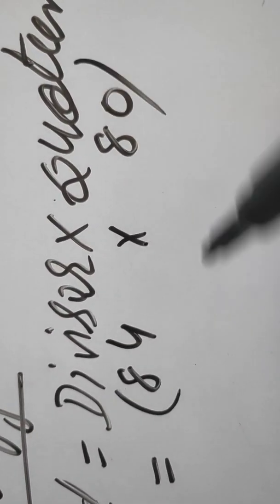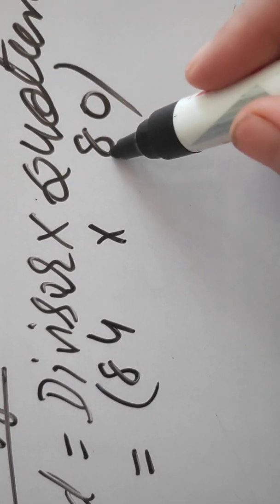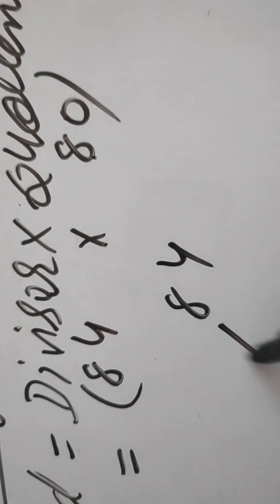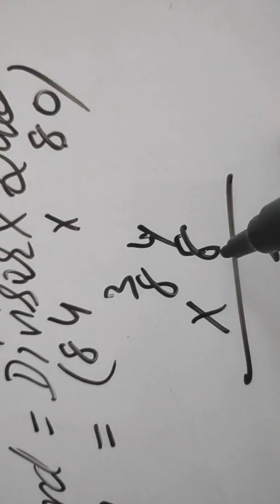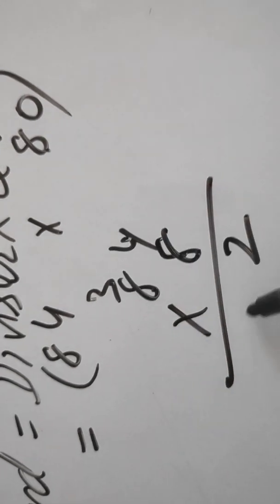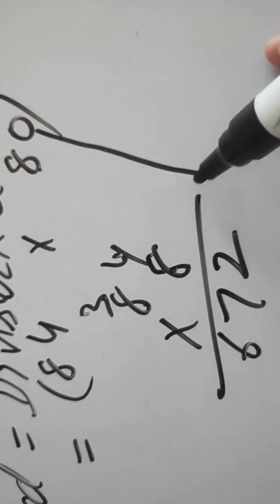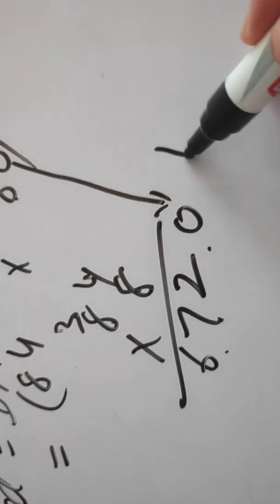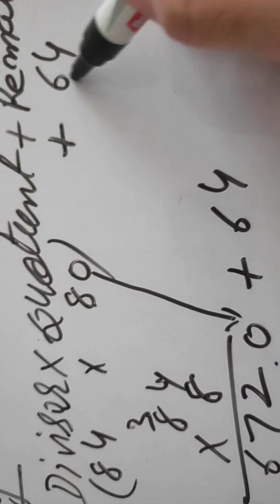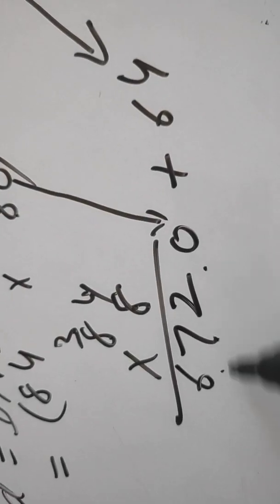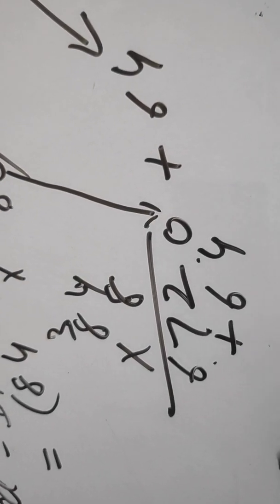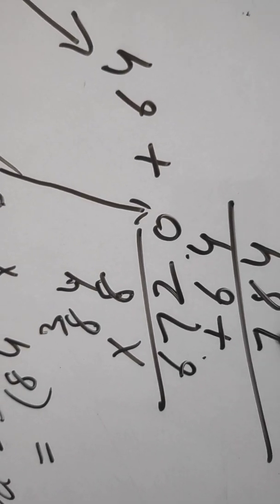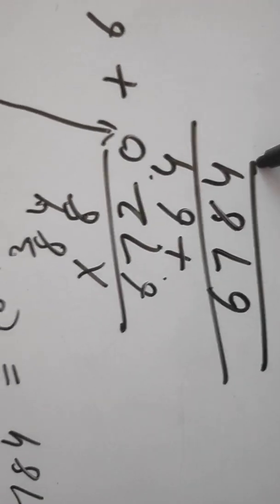So 84, firstly you will multiply by 80. 84 multiplied by 8. 8 4s are 32. 3 goes as a carry. 8 8s are 64 plus 3, 67, and this 0 you will put at the end. 6720. Now you will add the remainder also. This remainder. When we add 64 in this, it becomes 6784.